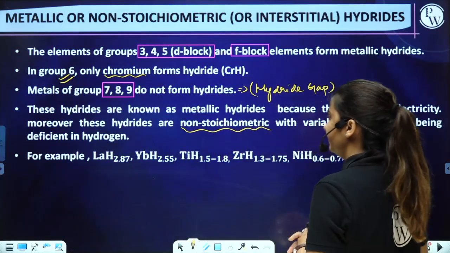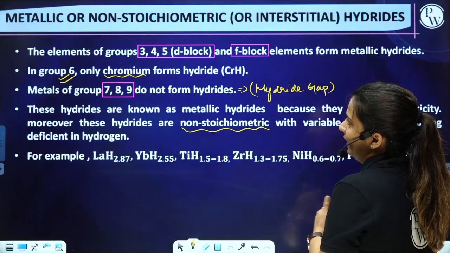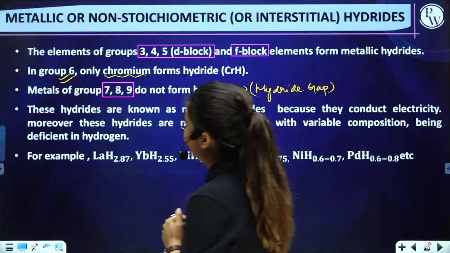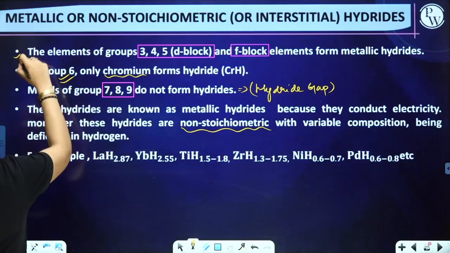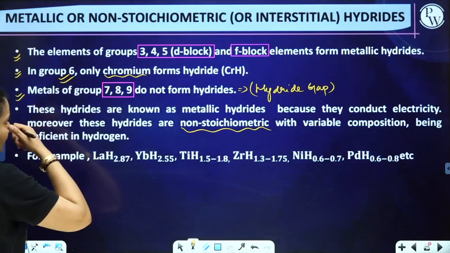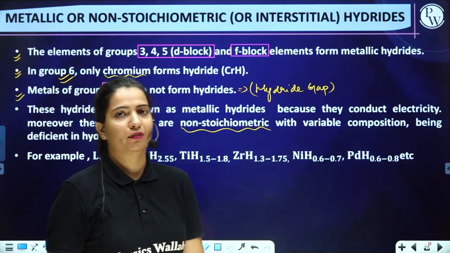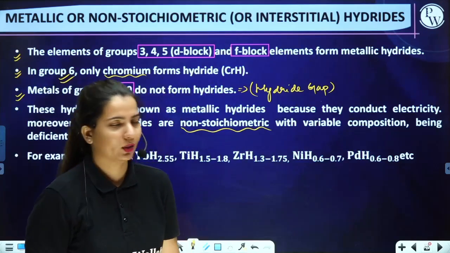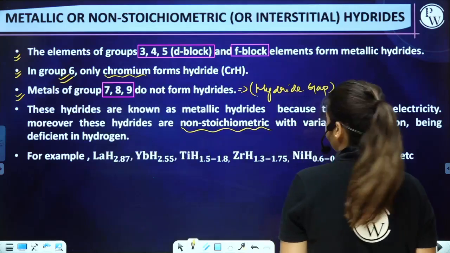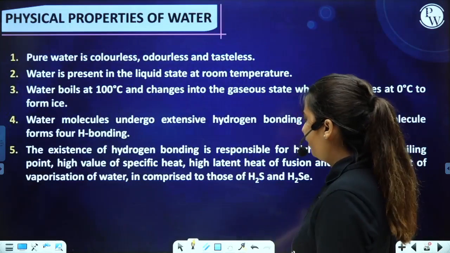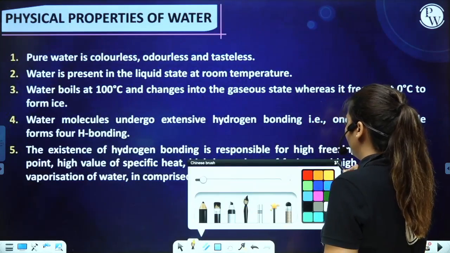These hydrides, I have explained this. Please, these 3 points are very, very important. They are asked. This hydride gap is a very famous question. It is asked many times, okay? Let's move forward. Now we are moving towards the next important compounds.